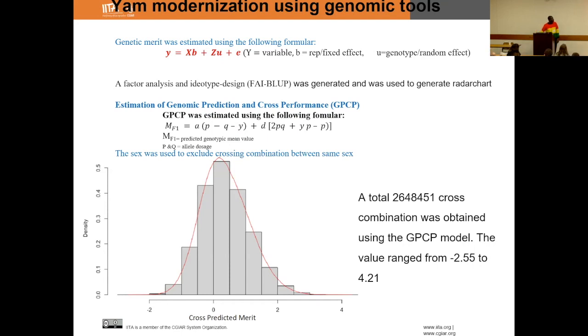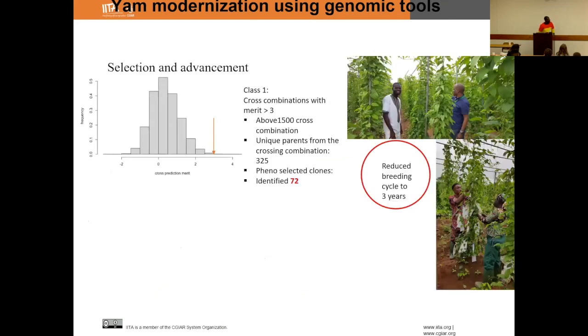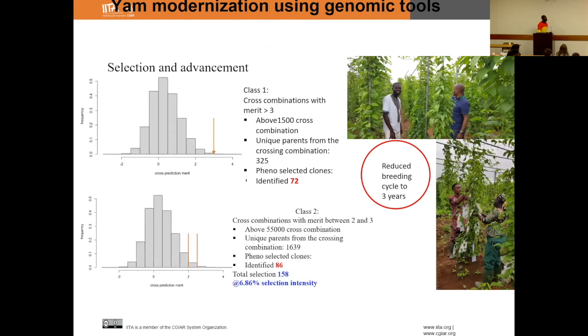This is the model we use. We also estimated the crossing merit among the parents, which varied from -2 to +4. We based our selection on any cross combination between 2 parents that displayed a crossing merit above 3. So we made our selection, which was 188. Then we added some parents and made a crossing design.